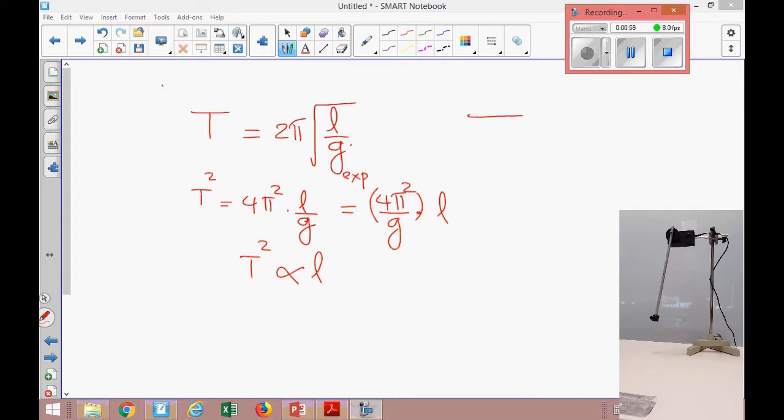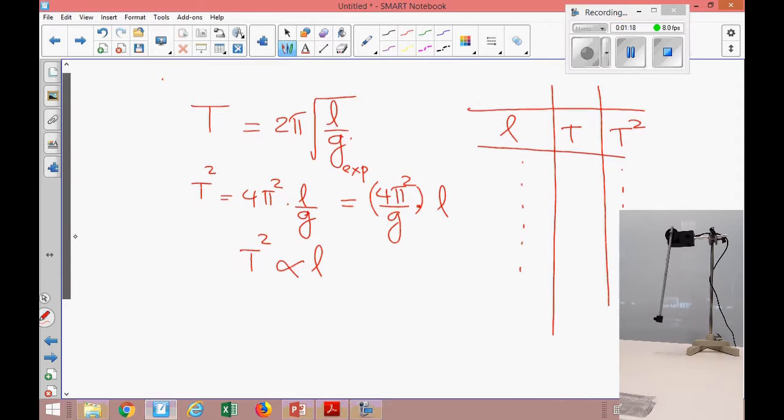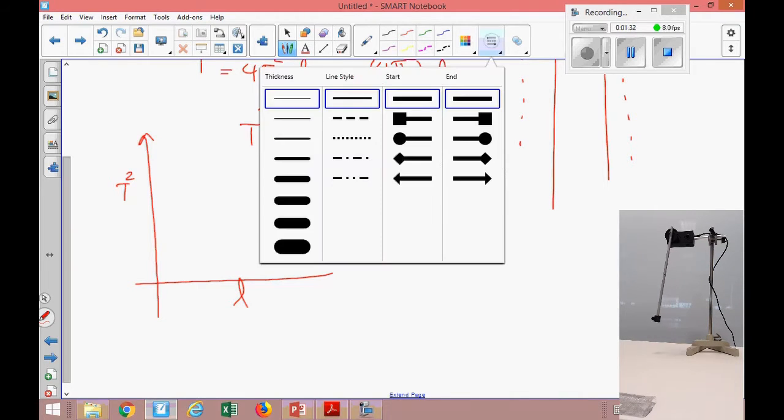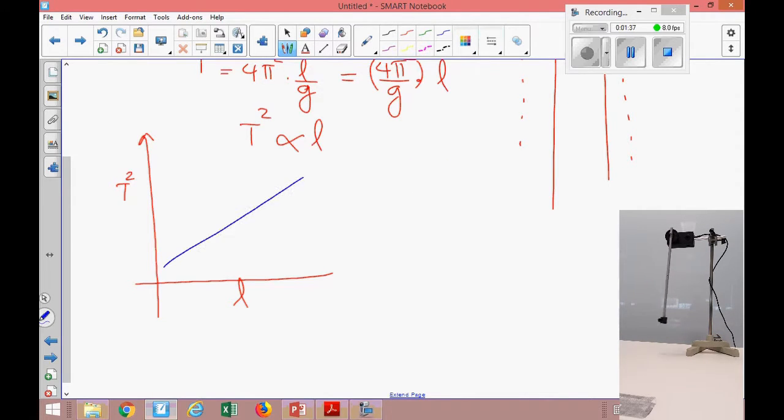So today in our experimental setup, we took the length and the corresponding period. If I have the period, of course I can find T squared. That means today I have a set of L and corresponding T squared. We know that T squared is proportional to L. So if I plot T squared on the y-axis and L on the x-axis, what kind of graph are we going to get? Yes, you are right. We will get a straight line.